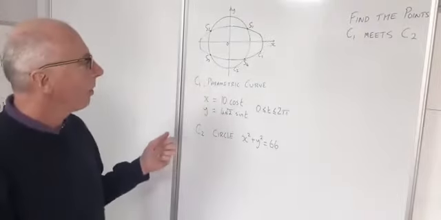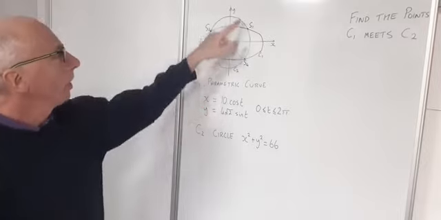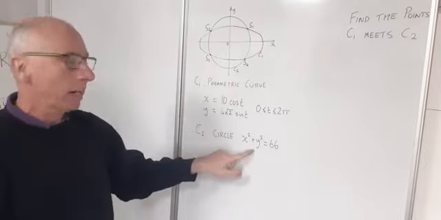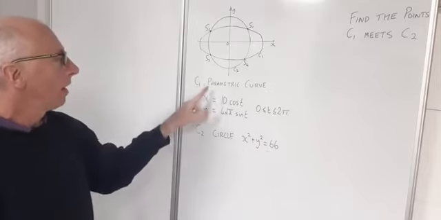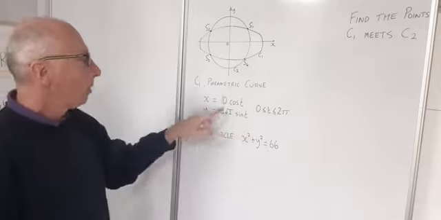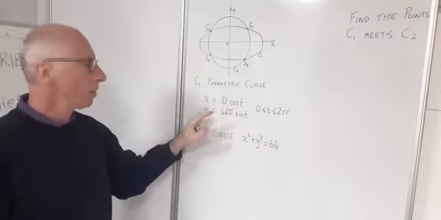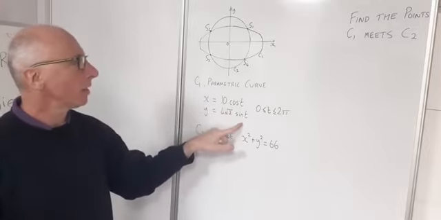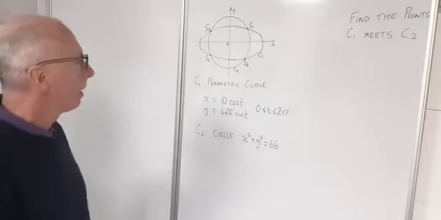So in this question here, I've got a parametric curve and I've got a circle. The circle here, which is labelled as C2, that one is x squared plus y squared equals 66. That's the formula for that. And the parametric curve, where t is from 0 to 2 pi, has x coordinate 10 cosine t, and the y coordinate is 4 root 2 sine t. Now we want to find the points where C1 and C2 meet.